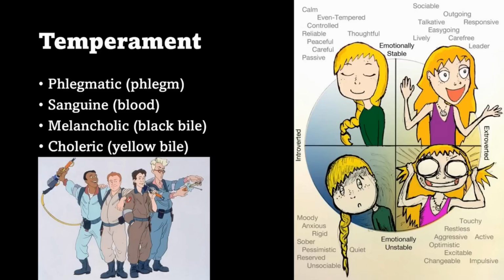Then if you just carry on going around, if you go from left to right, we've got the melancholic character in the bottom left, who is moody, anxious, rigid, sober, pessimistic, quiet, reserved, and unsociable. I do think this graphic here is a little bit negative towards these latter two, because they do have positive qualities as well, which we'll get onto. Melancholic characters tend to be more contemplative, they tend to be more analytical, they tend to be less prone to large shows of overt emotion, introverted, etc.